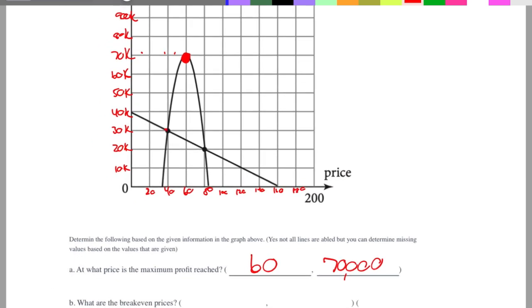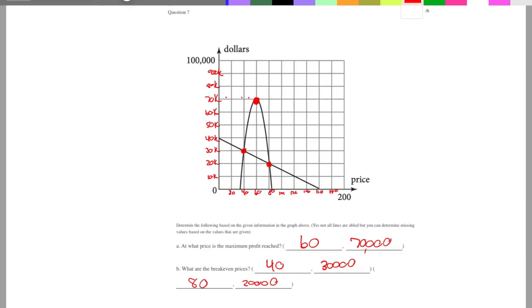And our break-even points are going to be right here. The first one being at 40 and 300,000. The next one being at 80 and 20,000. Easy money. And that one's in the bag. That was just some basic partition in the segment right there. And we move on to the next.